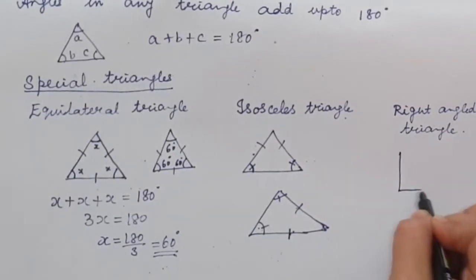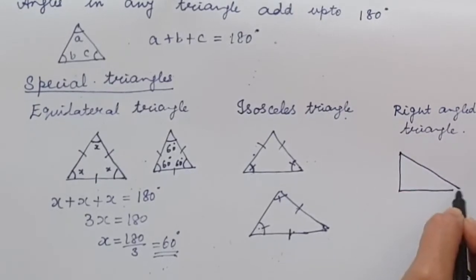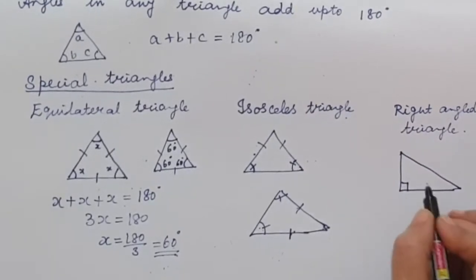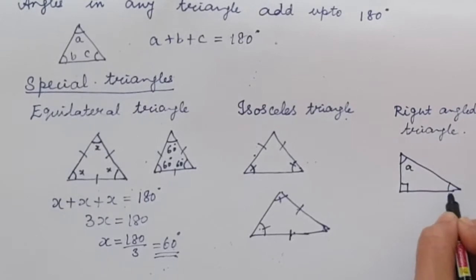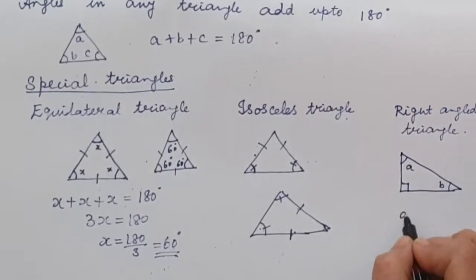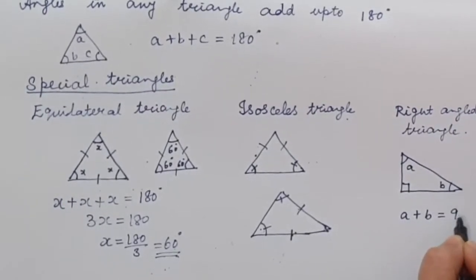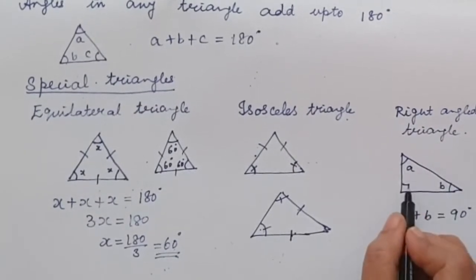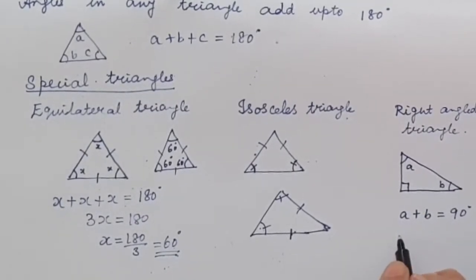Then a right angle triangle. In a right angle triangle, this angle is 90 degrees. So automatically the other two angles, when we add them, A plus B will be equal to 90 degrees. Then only these two, 90 plus 90, will give us 180 degrees.